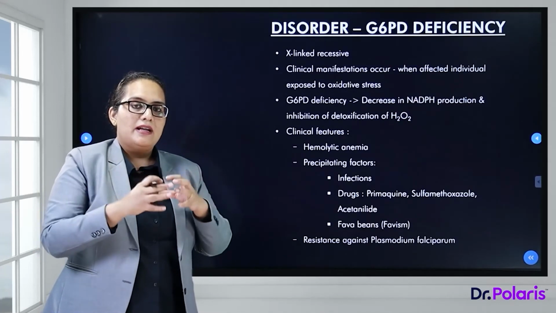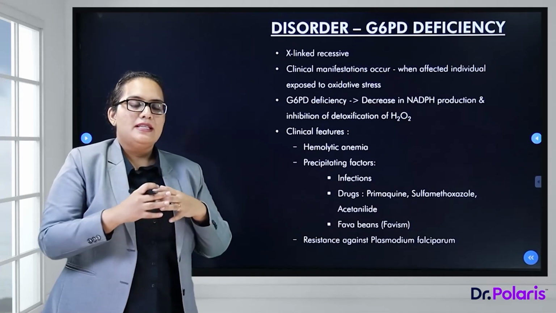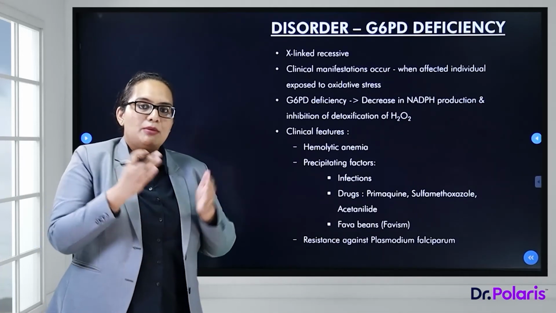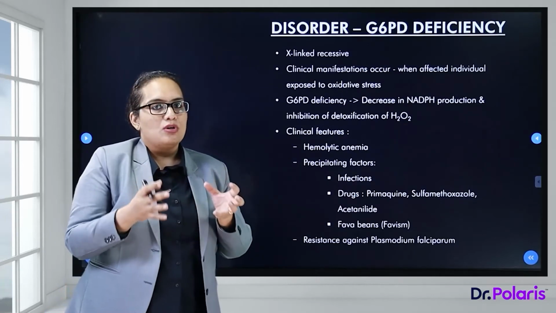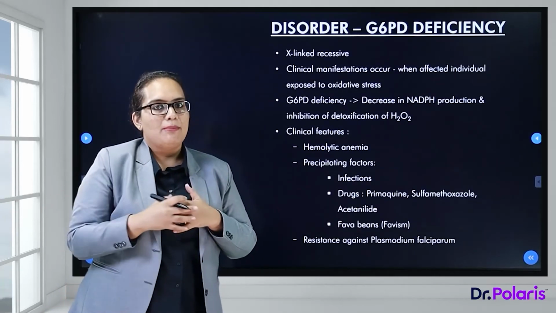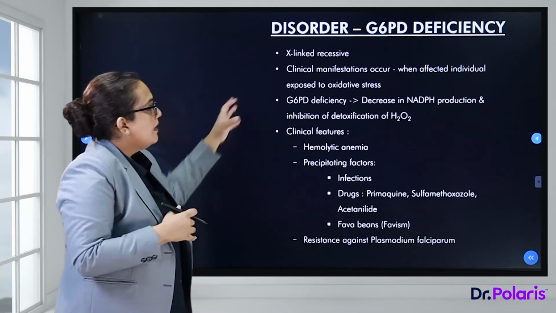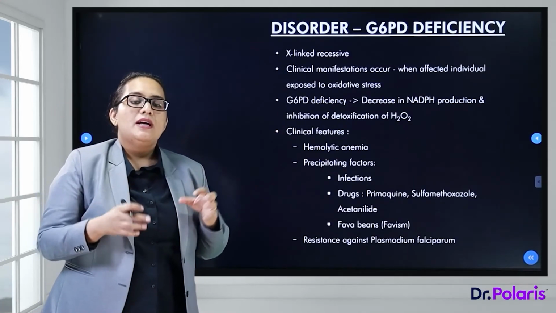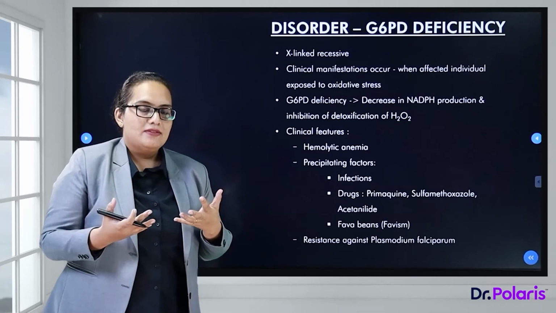lysed, leading to breakdown of the RBCs. So you have anemia that happens, there's decrease in the RBC count, and because of increased hemolysis, there's also hemolytic jaundice or prehepatic jaundice. So those manifestations occur especially when an individual is exposed to oxidative stress.